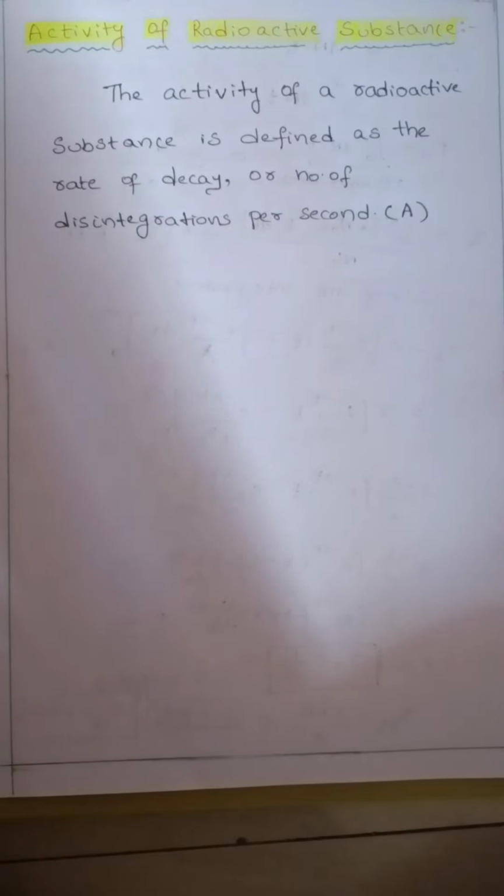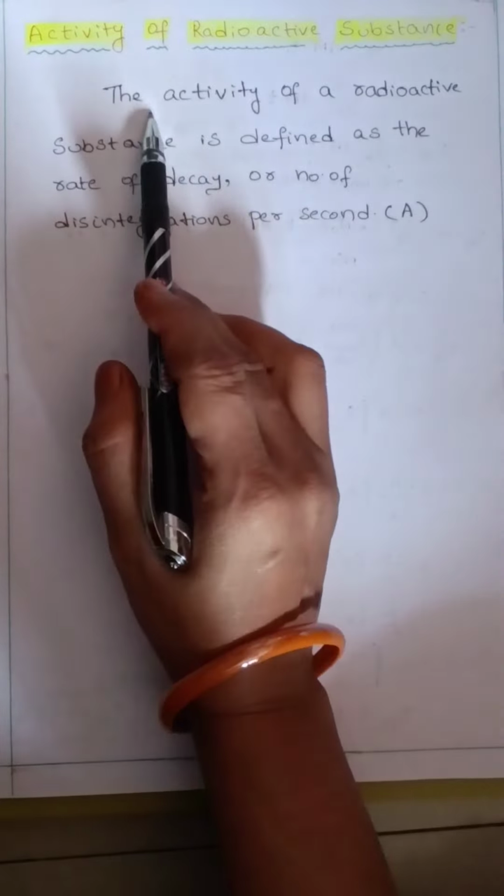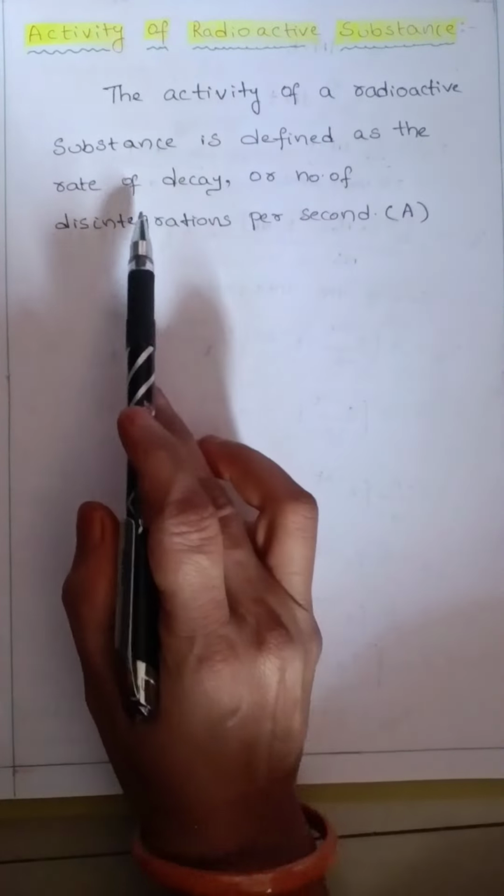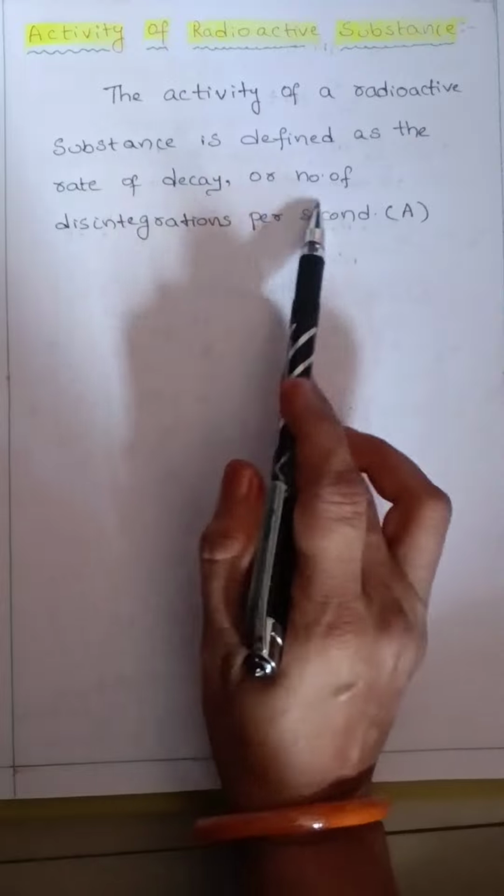How it works is its activity. How the radioactive substance disintegrates with respect to time or with respect to some other factor, we call that the activity of a radioactive substance. So the activity of a radioactive substance is the rate of decay or number of disintegrations per second.